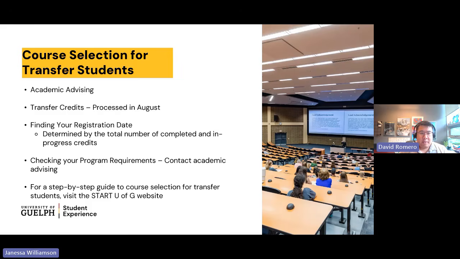So for transfer students, it would be a good idea to reach out to academic advising ahead of time to make sure that the program requirements are being addressed. In terms of transfer credits, we'll have those processed in August. And in terms of finding your registration date, that is determined by the number of completed and in progress credits. And so you'll fall into a very specific course selection window based off of those credits. And you can visit the Start U of G website for a step-by-step guide for course selection.